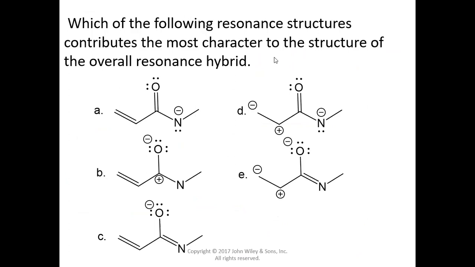Our next question reads, which of the following resonance structures contributes the most character to the structure of the overall resonance hybrid? So these are all correct resonance structures. Which one of these contributes the most to the overall resonance structure? So take a look at this. Try to figure out which one of these is going to be my best contributor. Think about that as best you can. I'll give you a minute or so, or whenever you come up with an answer.